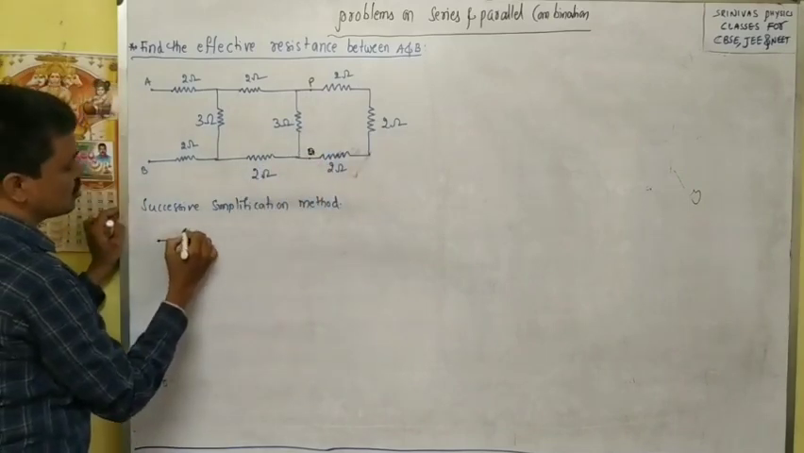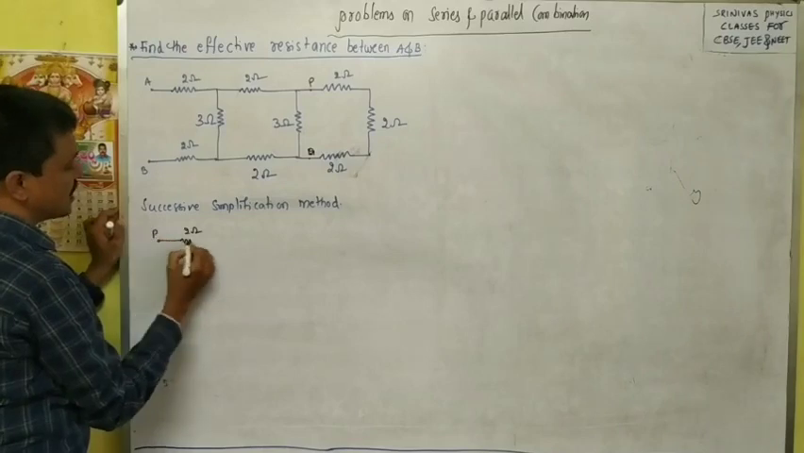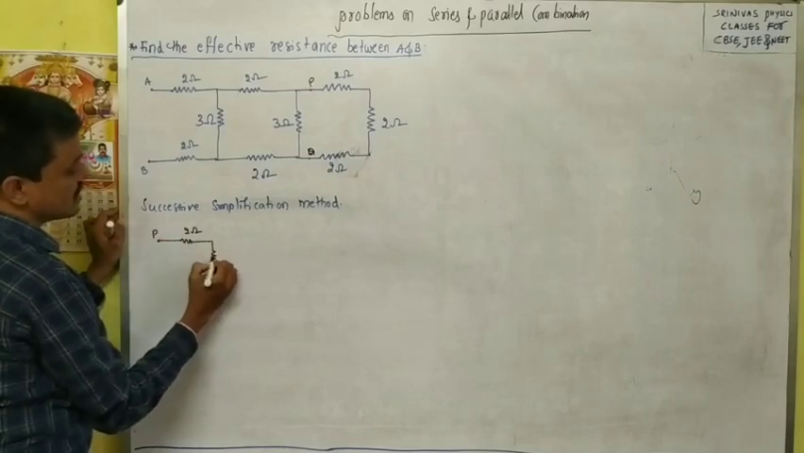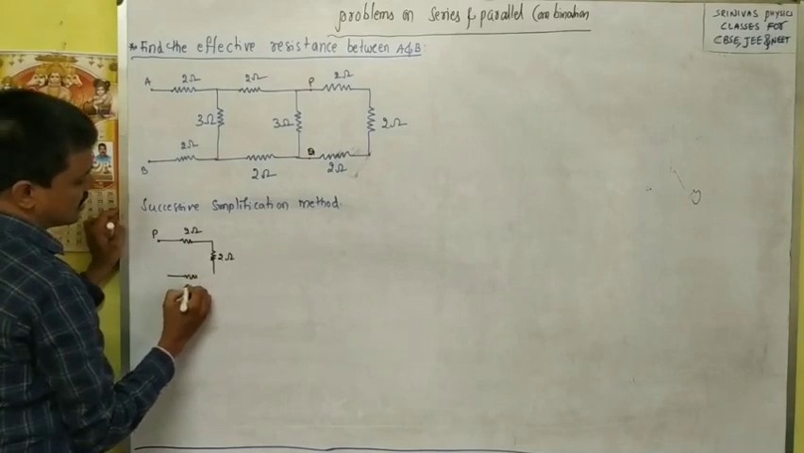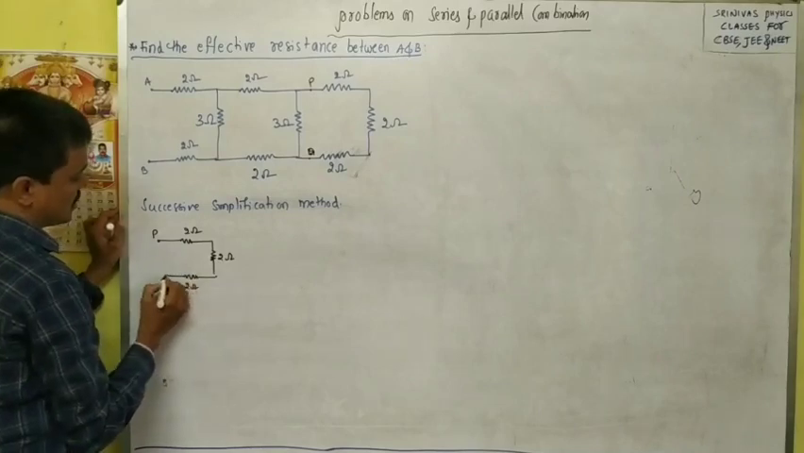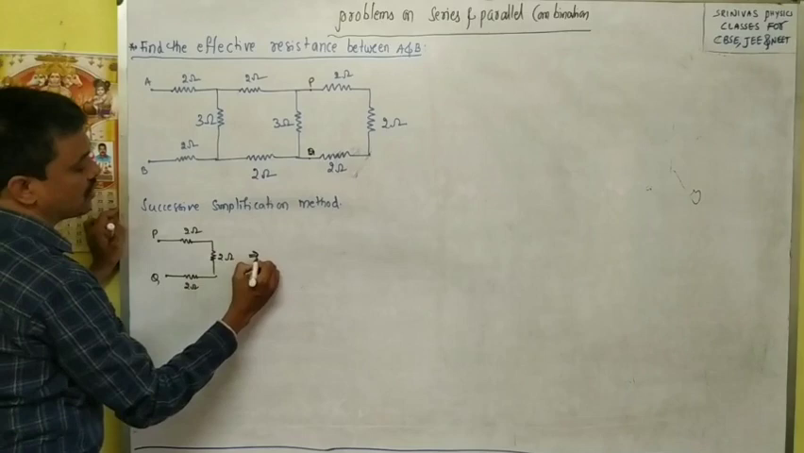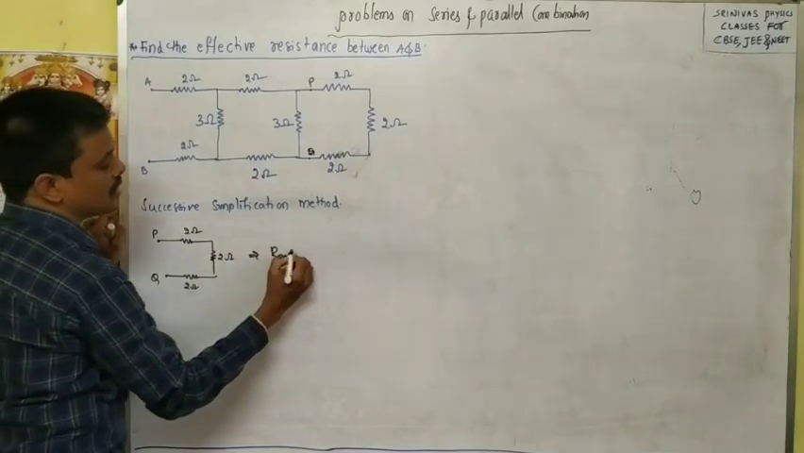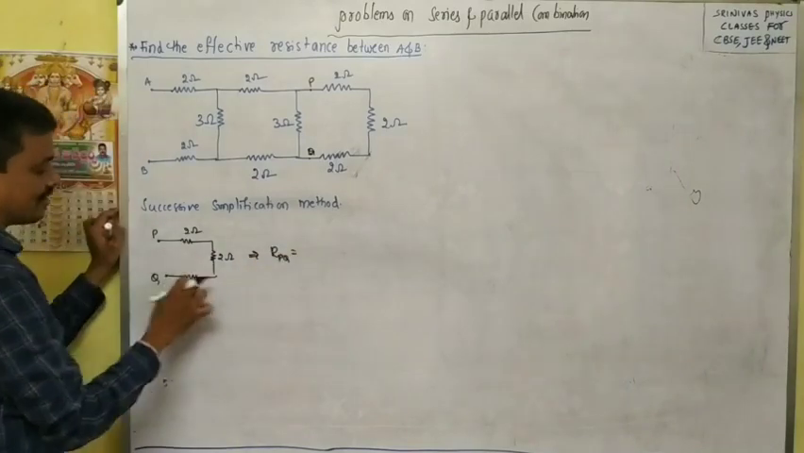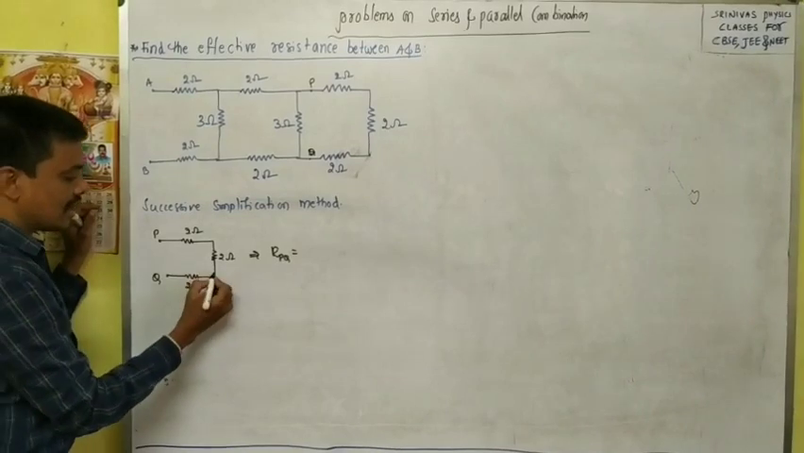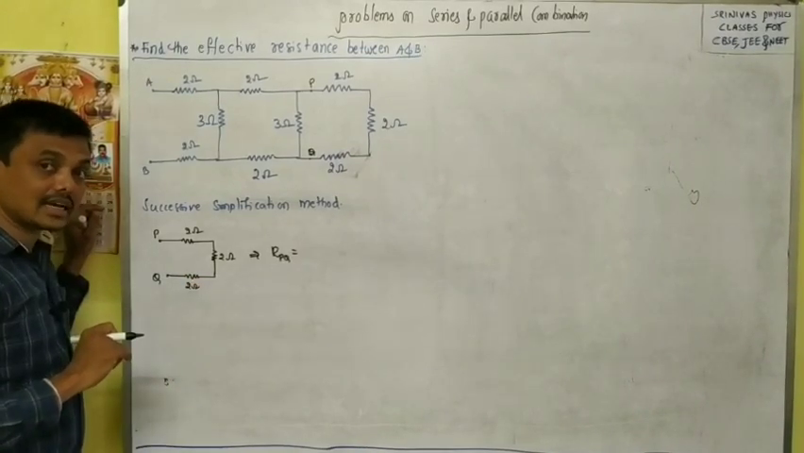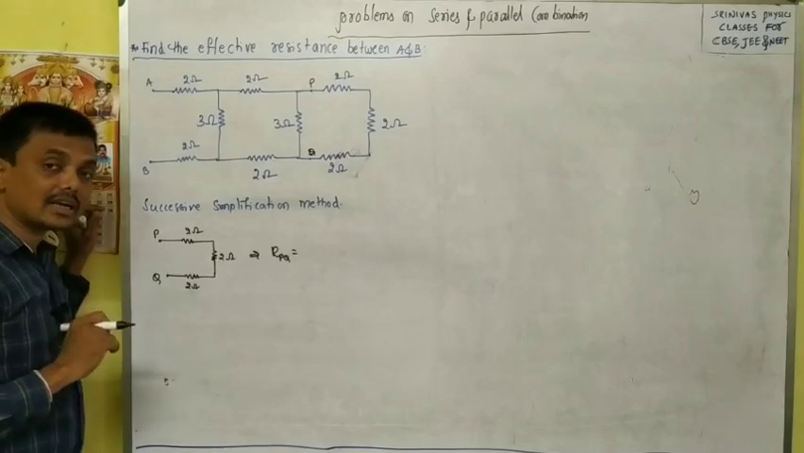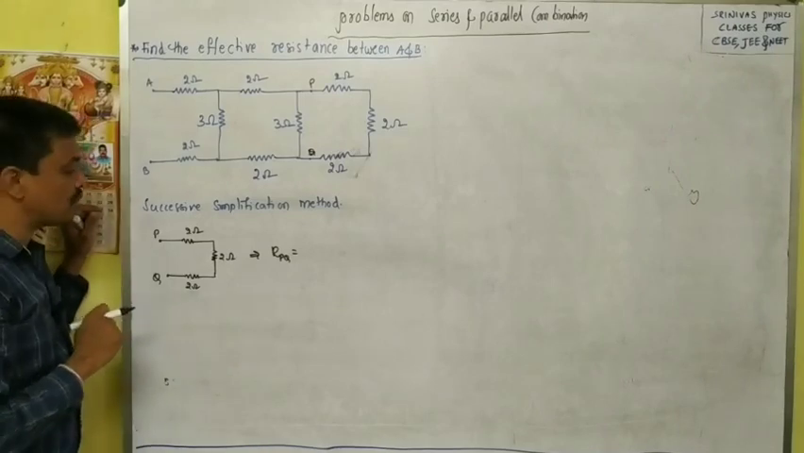This is 2 ohm, this is 2 ohm, and this is again 2 ohm. This is P and Q. Can you find the effective resistance between P and Q? What will you get? Are these three in series or parallel? How do we know whether they are in series or parallel? In series combination, current is constant. In parallel combination, current divides. In series combination, only one way will be there.